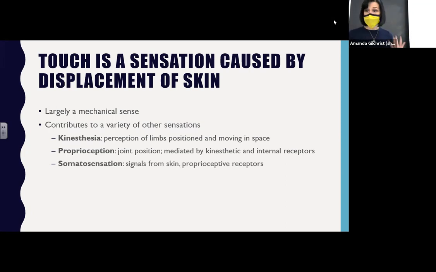We also have somatosensation. These are signals from your skin as well as proprioceptive receptors in your joints and your muscles.